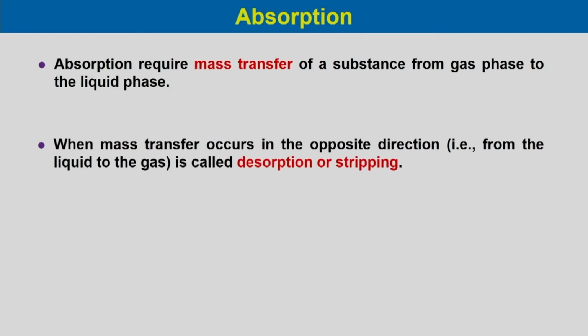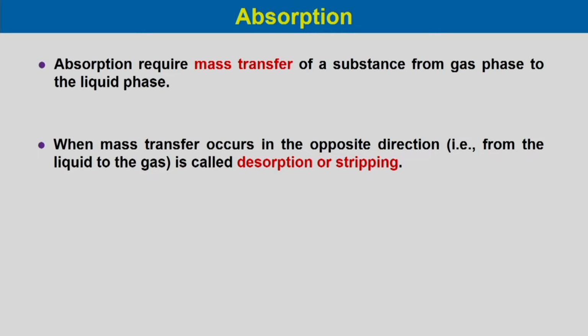So, carbon dioxide preferentially transfers to the liquid phase depending on the ability of the solvent. Okay. So, when mass transfer occurs in the opposite direction, that is from the liquid to the gas, the process is called desorption or stripping.